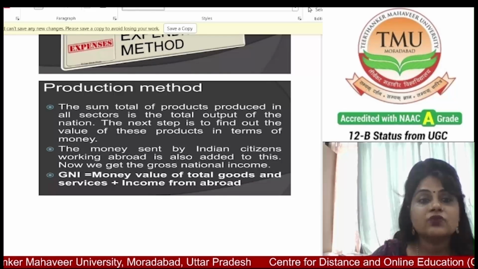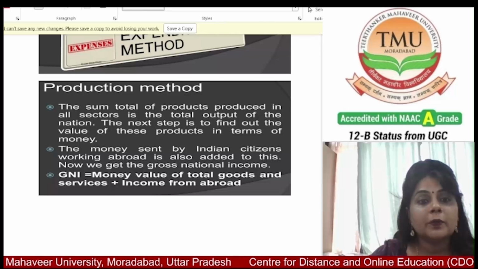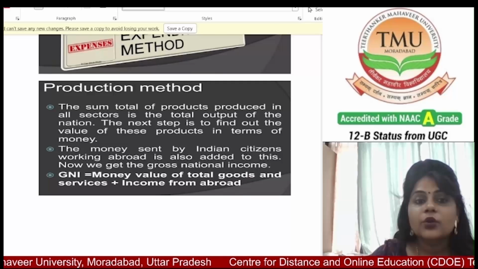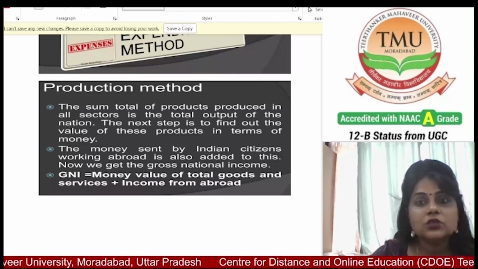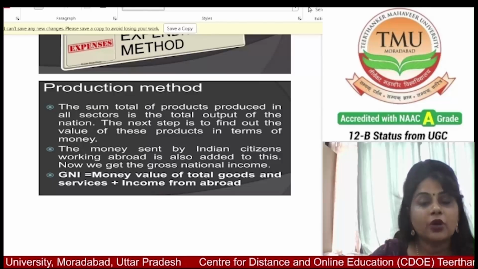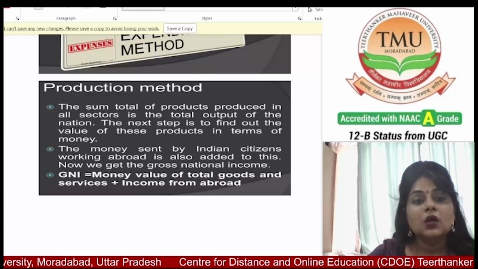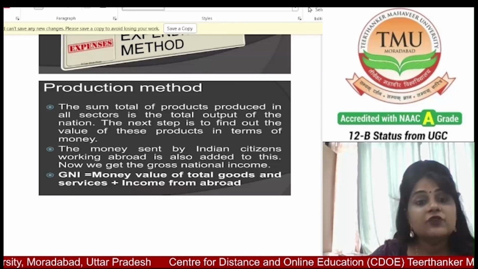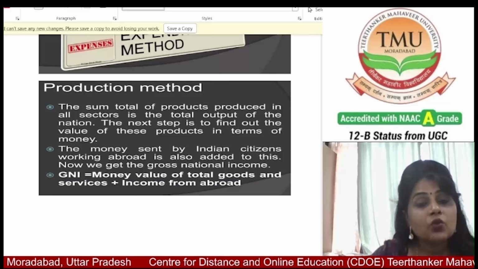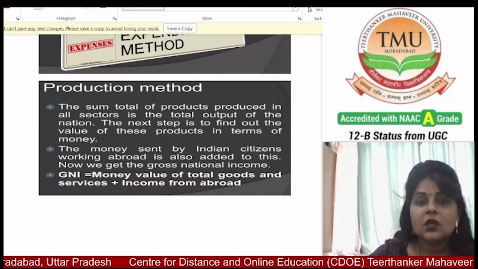The sum of all the gross value added at market price of all the producers of the country within its domestic territory during 1 year is equal to GDP, that is, gross domestic product at market price. So the summation of GVA, यानी gross value added at market price, equals GDP at market price.